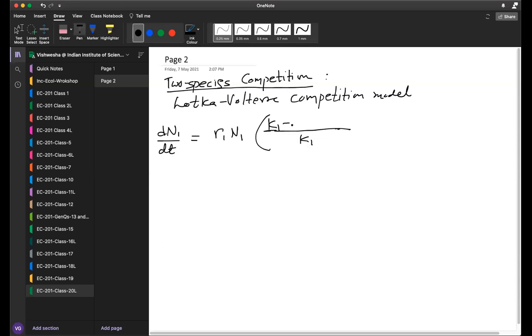The first term here, K1 minus N1, captures the intra-specific competition. And then alpha 2,1 captures the effect of competition of species 2 on species 1. So alpha 2,1 is some coefficient that captures the strength of competition of species 2 on species 1, and N2 is the species 2 abundance.